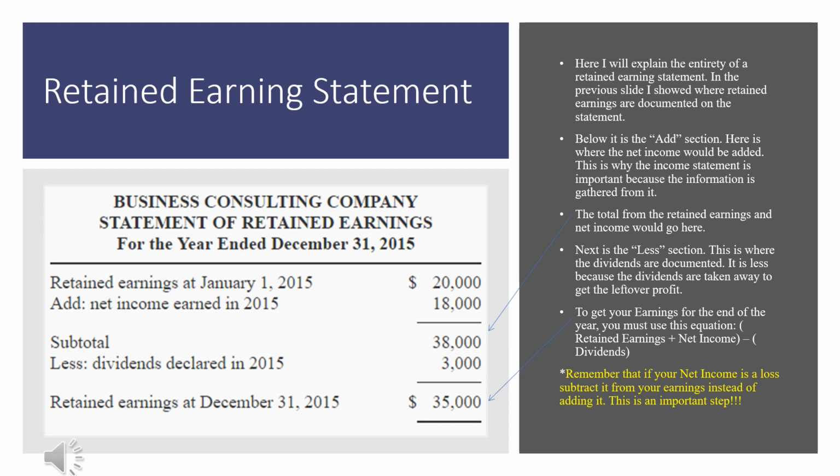Below it is the add section. Here is where the net income would be added. This is why the income statement is important, because the information is gathered from it. The total from the retained earnings and net income would go here. Next is the less section. This is where the dividends are documented. It is less because the dividends are taken away to get the leftover profit.